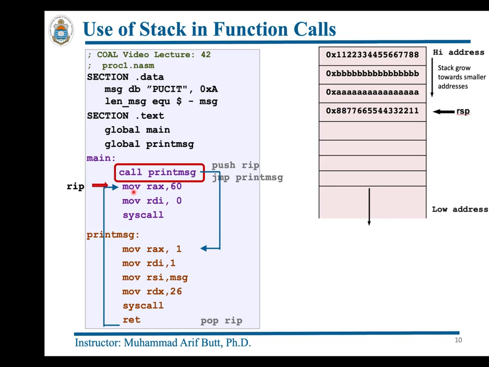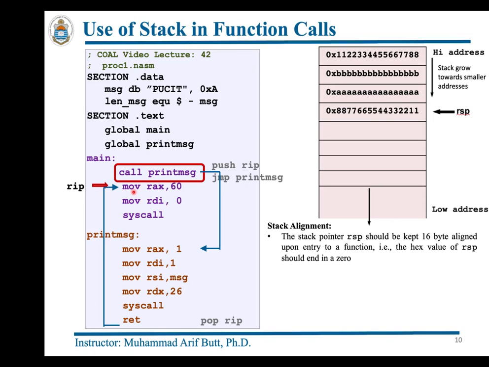Okay, dear students, before we move on to the terminal and execute this program step by step in GDB, let me touch upon two important concepts. The first is about stack alignment. The stack pointer RSP should be kept 16-byte aligned upon entry to a function. That is, the hex value of RSP should end in a 0. Once we enter a function, the RSP should have the least significant how many bits? Just 4 bits with 0. Soon I will show you this on the terminal. So this is known as stack alignment. If the stack is not aligned, once you enter a function, your program may crash.